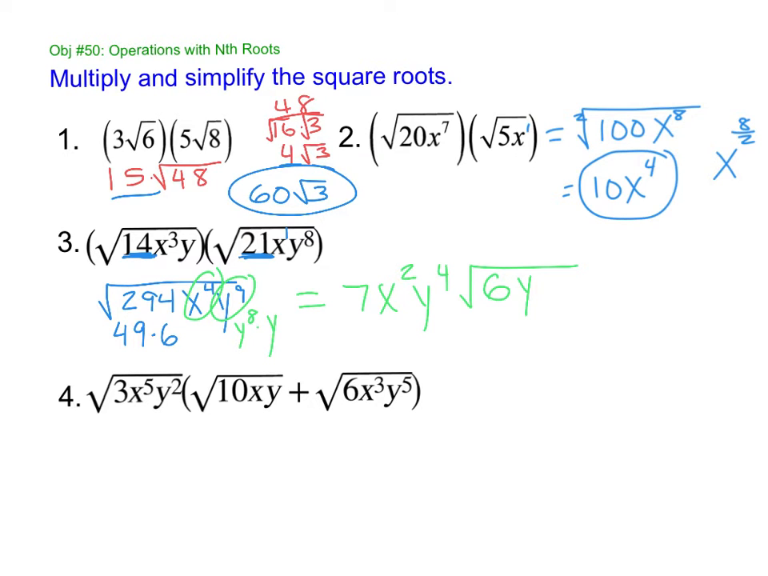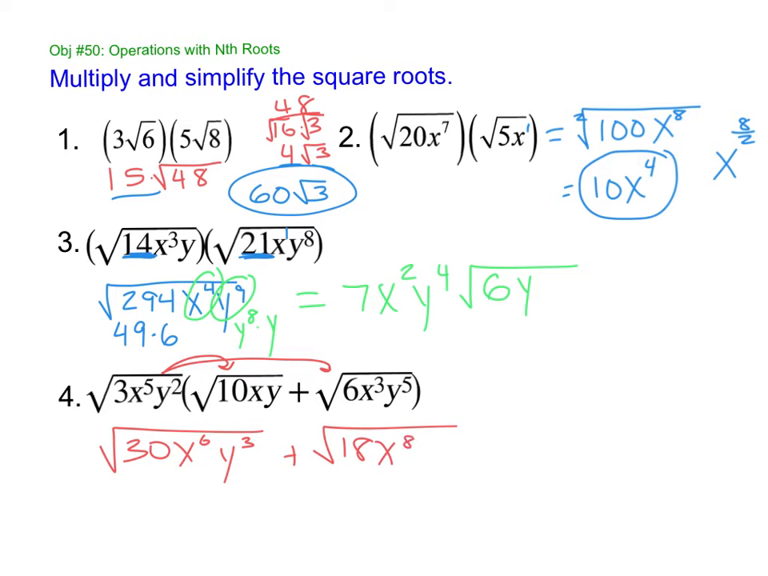All right, and then this last one, we're going to distribute. So the square root of 30x to the 6th, y to the 3rd, plus the square root of 18, x to the 8th, y to the 7th.